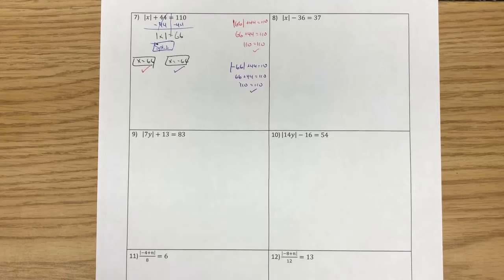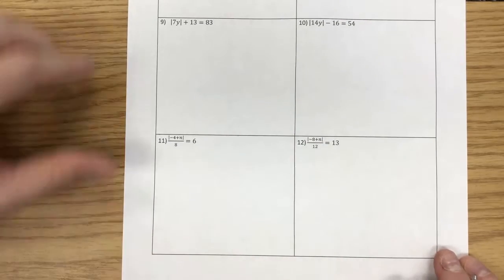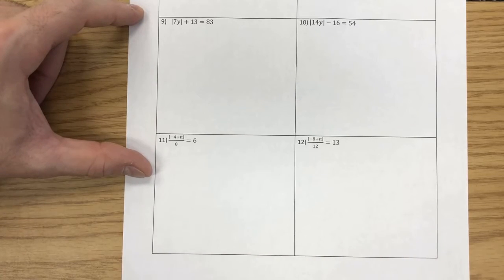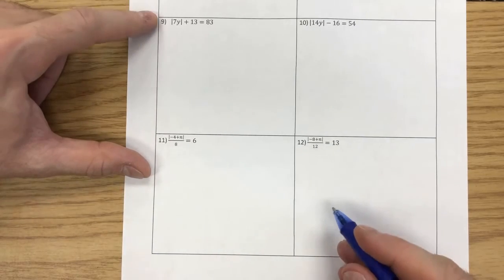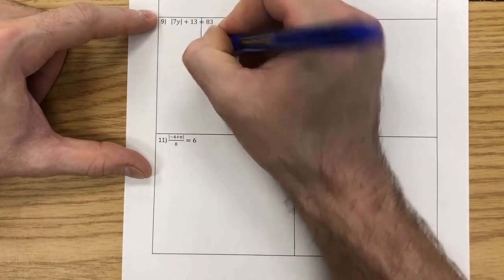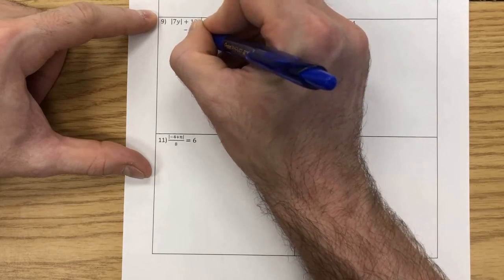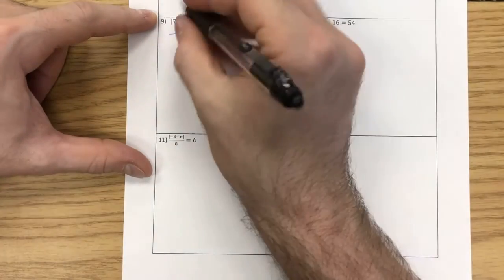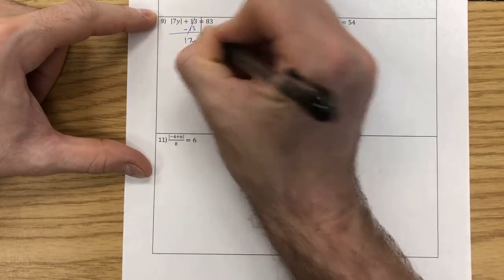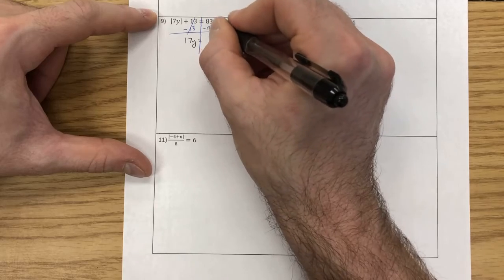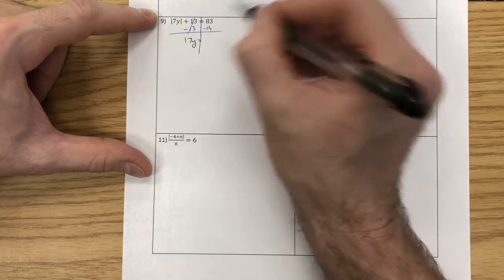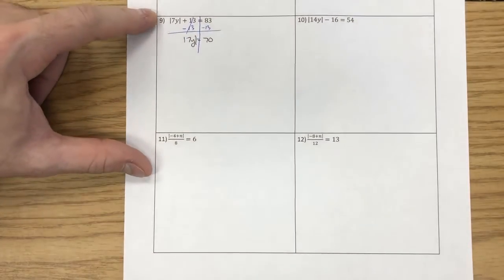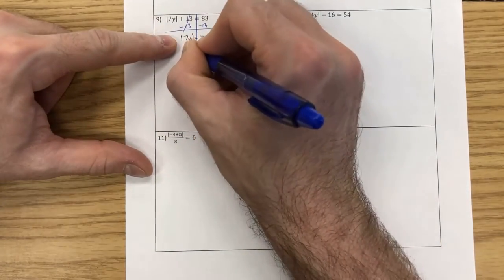And so far these have been one or two steps. Well, actually those have all been one step. So let's try a two-stepper. This is a two-step absolute value. First step is going to be to isolate the absolute value brackets by getting rid of this 13. And we have the absolute value of 7y is equal to, let's see, 83 minus 3 is 80. 80 minus 10 is 70. Cool. And so now that the brackets are isolated, we're going to split.